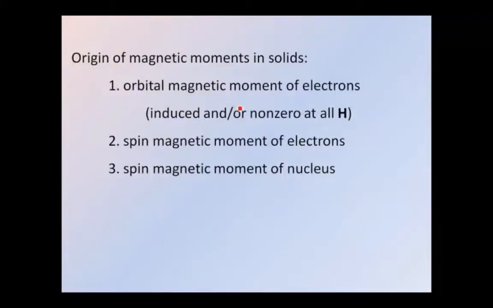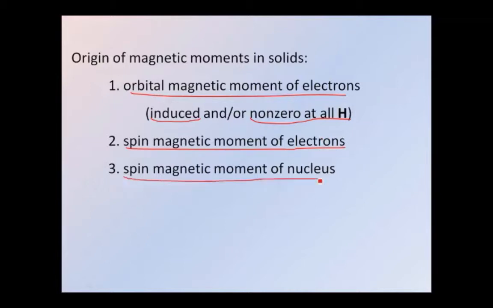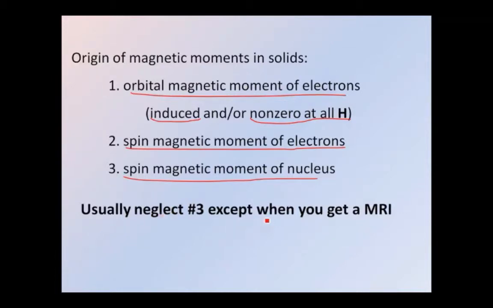Let's review then the origin of magnetic moments in solids. First can be the orbital magnetic moment of the electrons. This can lead to an induced dipole moment and/or non-zero values at all H. The electron spin can be another source of magnetic moments. Those can interact with external fields also to give you magnetization. We just mentioned the spin magnetic moment of the nucleus. This is very small compared to these other magnetic moments. We usually neglect those. You don't want to neglect them if you're going to get an MRI, because magnetic resonance involves coupling magnetic fields to the magnetic moment of the nucleus, and only works because the nucleus has such a magnetic moment.